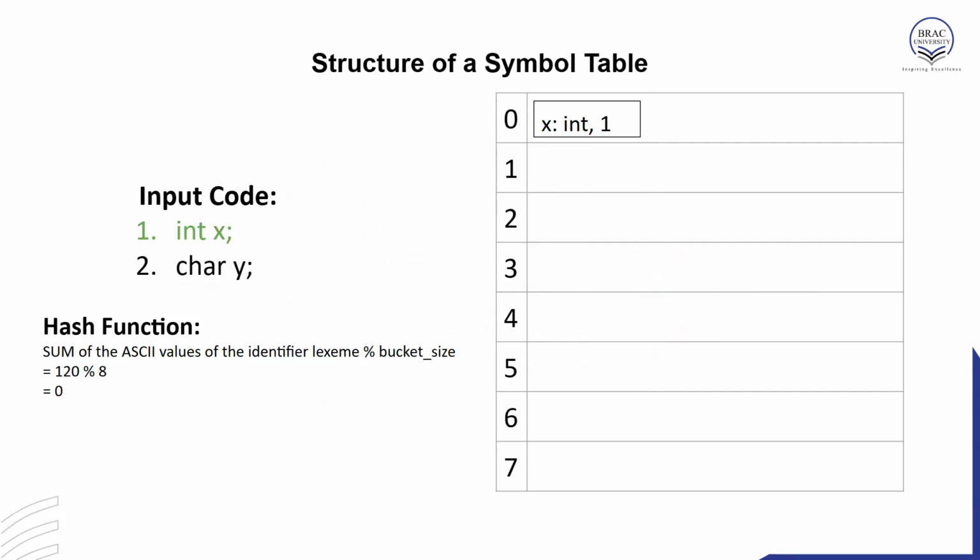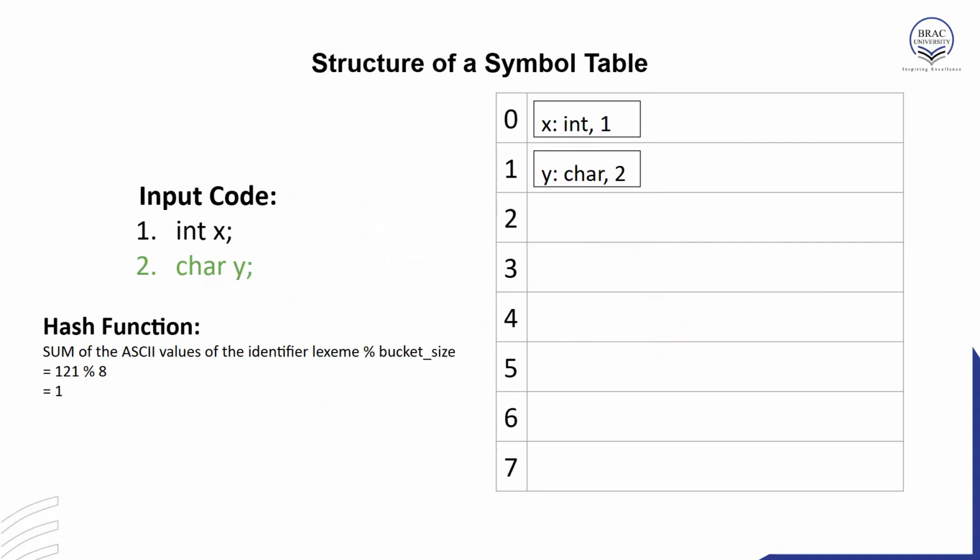Now, let's use the hash function to identify the index where I will store the information of x. The ASCII value of x is 120. Now, if we mod 120 with 8, as our hash table length was 8, we get index 0, where the information of x will be stored. As x is a normal variable, we are going to store only the data type and the line number for it in the symbol table.